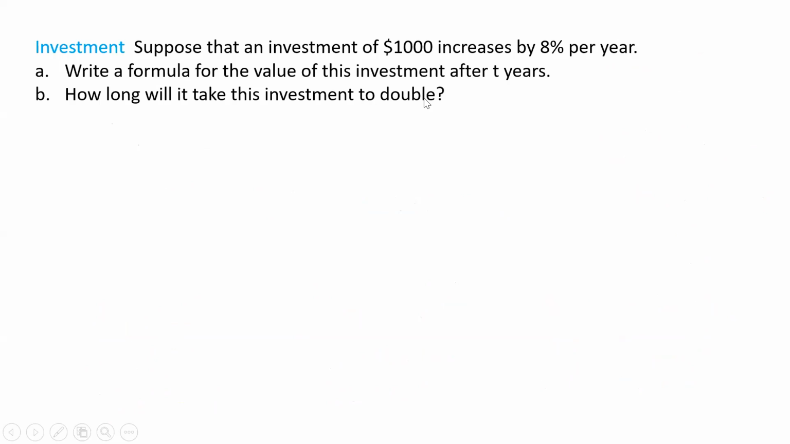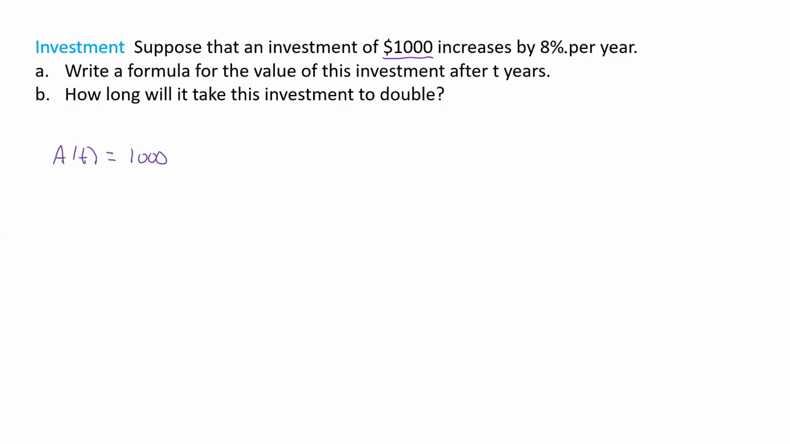All right, last one here I think we have. So investment. Suppose that an investment of $1,000 increases by 8% per year. Write a formula for the value of this investment after T years. Okay, well, what are we going to do? Our investment usually is labeled A of T. And so what's our initial value? $1,000. So that's our A. And it increases by 8% per year.